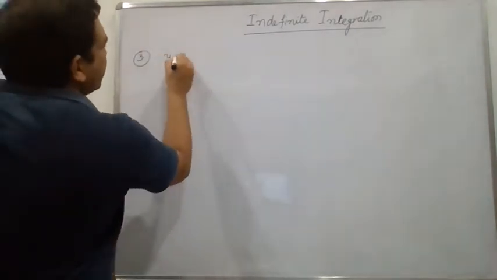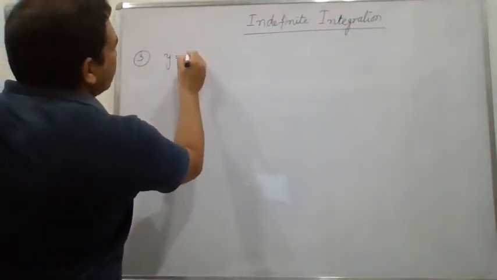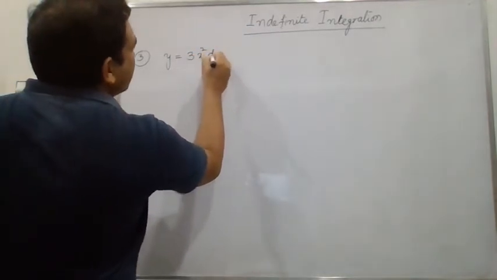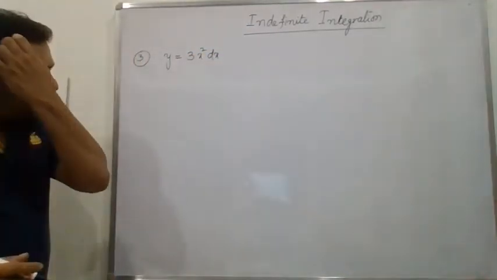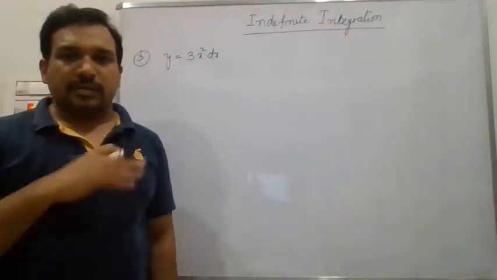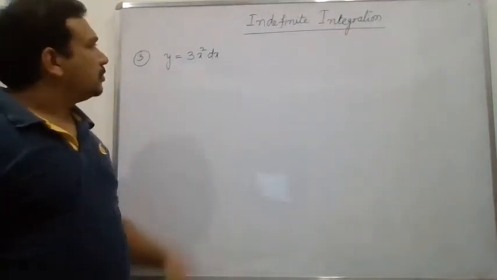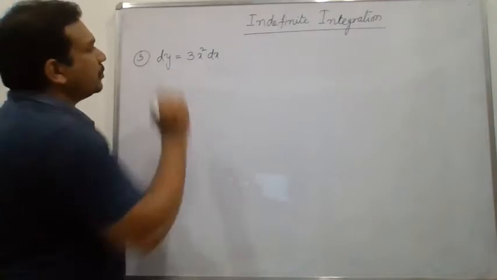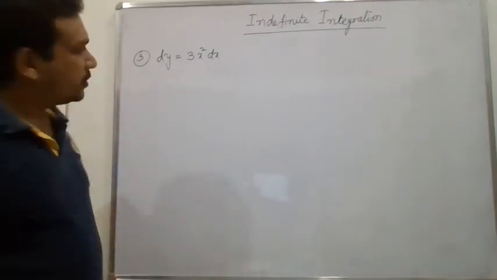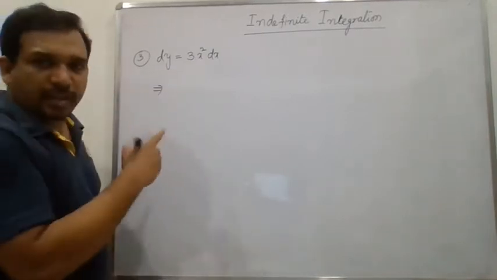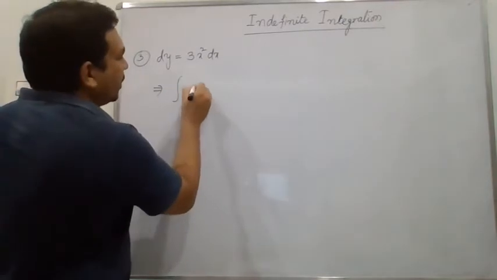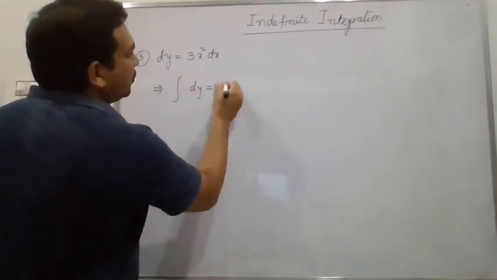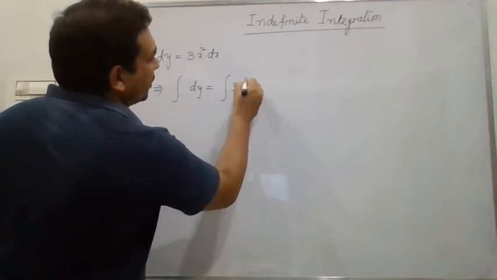Next, y is equal to 3x square dx. This is the question. Solve this. For which function y is dy equal to 3x square dx? So what we do, we apply integration on both the sides. Integral dy is equal to integral 3x square dx.